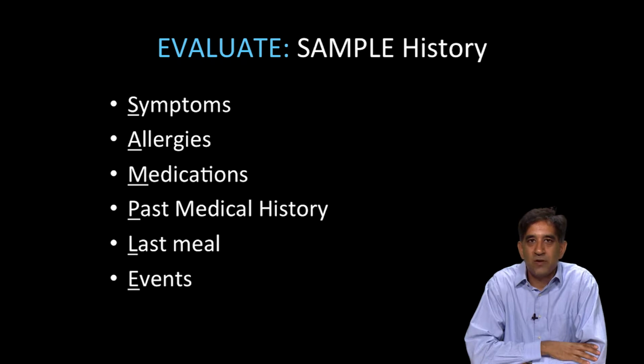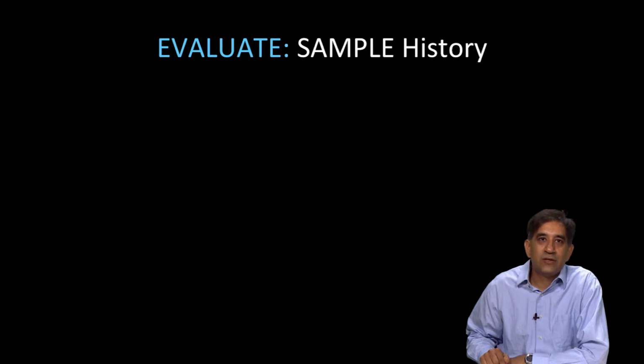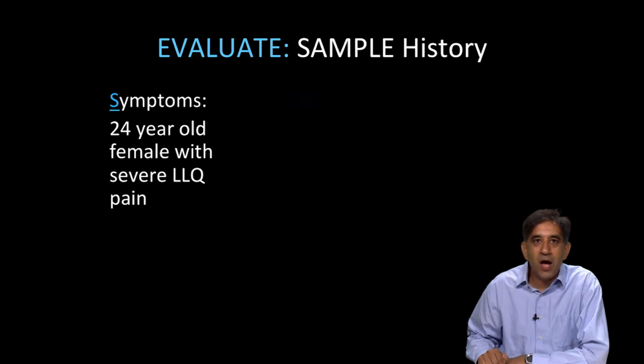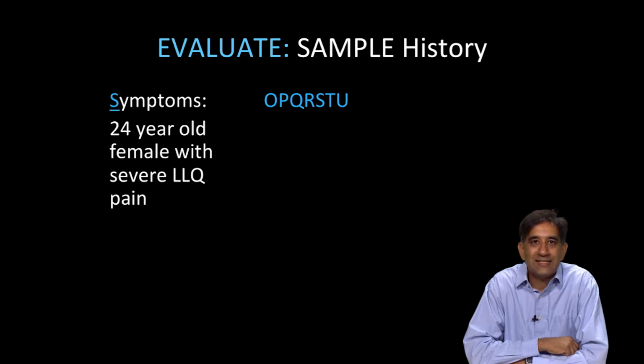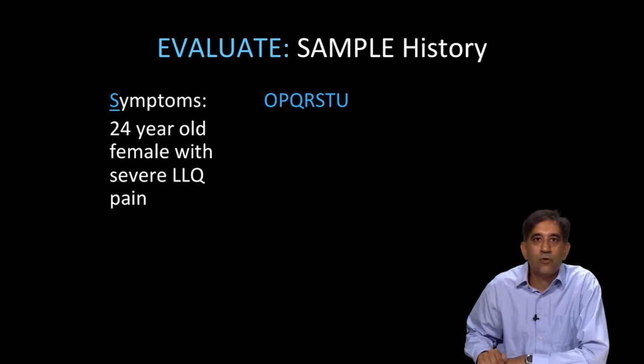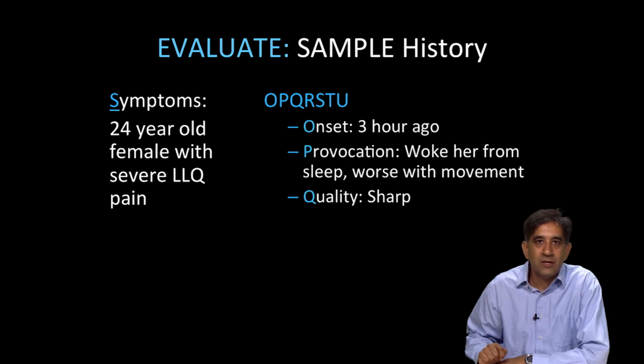So again, as part of evaluation, we're going to get the SAMPLE history. SAMPLE is an acronym for symptoms, allergies, medications, past medical history, last meal, and events related to their chief complaint. So in this particular case, the symptoms of the patient are a 24-year-old female with severe left lower quadrant pain, and there is a mnemonic, OPQRSTU, which helps us identify additional parts of the history that can further elucidate what may be going on with the patient. So let's go through our OPQRSTU mnemonic.